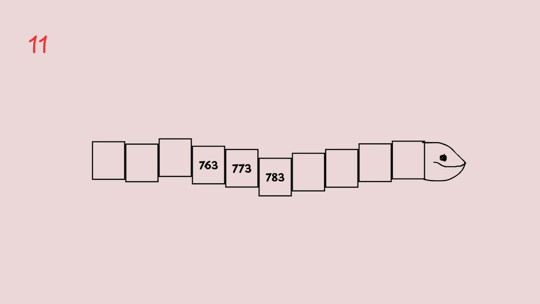So in this one, we can see 3 consecutive numbers in the middle, 763, 773, and 783. So we have to count forward by tens from 783. So that will be 793, 803, 813, and 823. And we have to count backward by tens from 763. So that will be 753, 743, and 733.